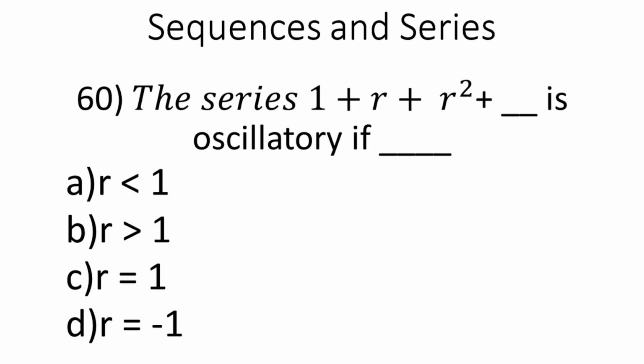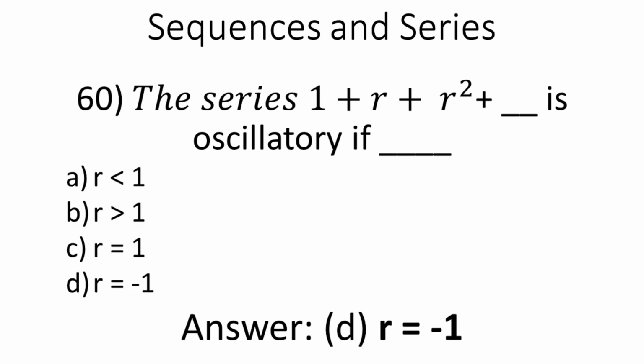Question number 60. The series 1 plus r square plus etc. is oscillating if the answer is r equal to minus 1.